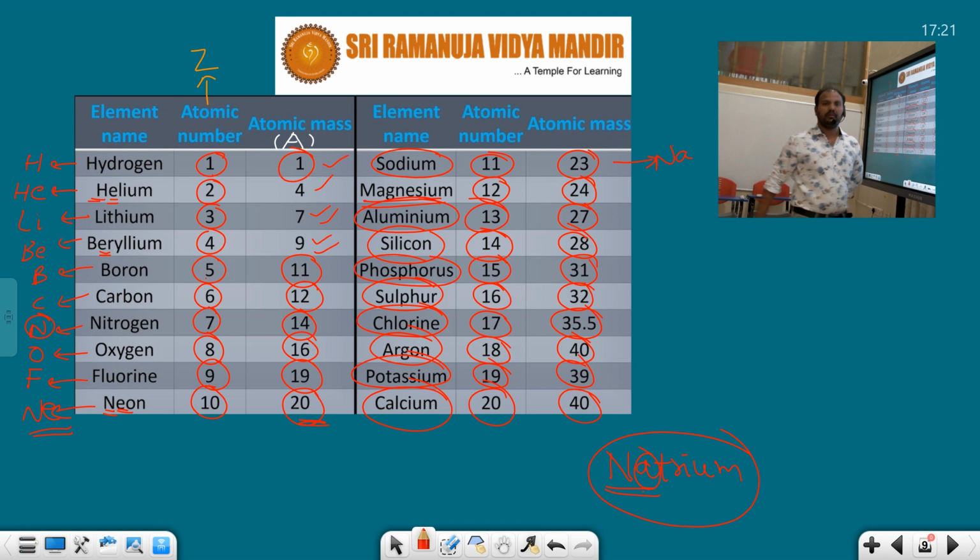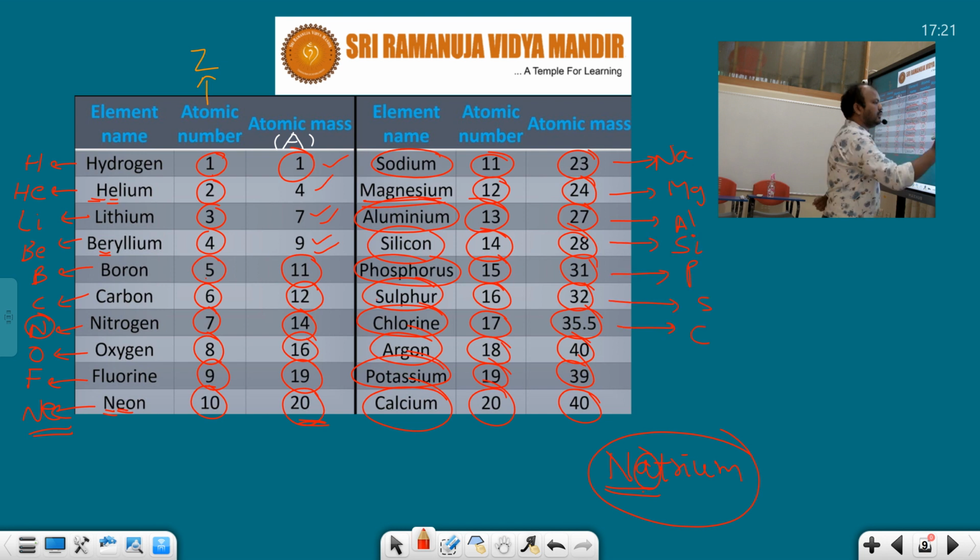Magnesium symbol is M, and the prominent letter is G. The first letter is a capital letter, the second letter is a small letter. Aluminium, first letter A, second letter L. This is the symbol of aluminium. Silicon, first letter is S, second letter is I. After that, phosphorus, P. Sulfur, first letter is S. That is the sulfur symbol.